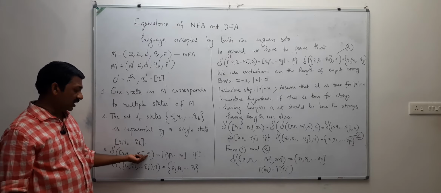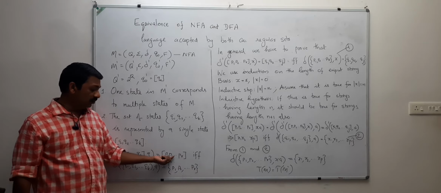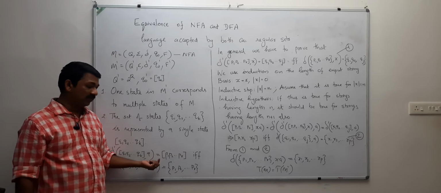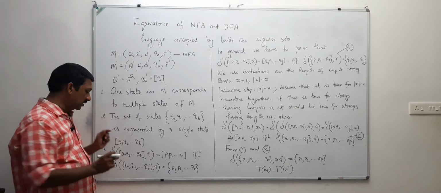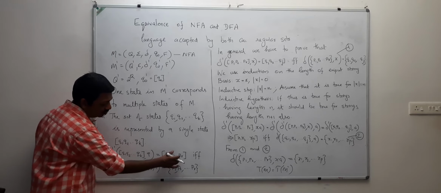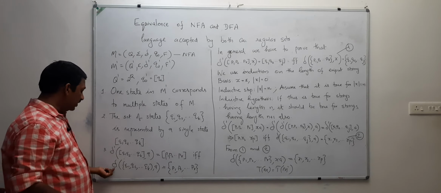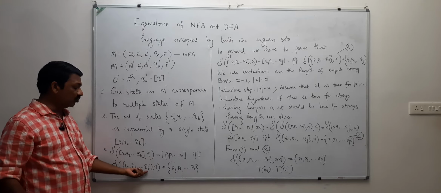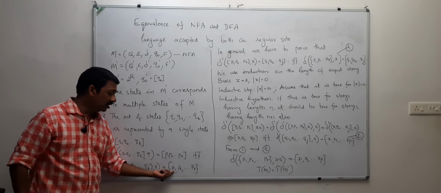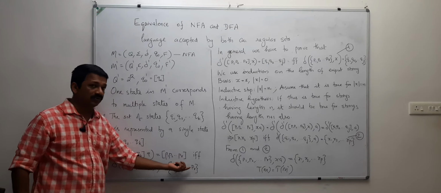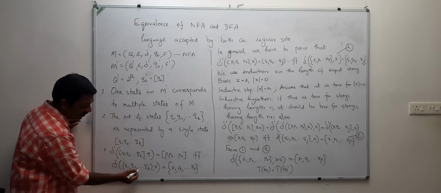Up to QK1, A is equal to P1, P2, etc. up to PR within square brackets. That is also a single state. That means this state is switched to this after accepting A. If it has to happen, delta of Q1, Q2, etc. up to QK1 on A should be the states P1, P2, etc. up to PR. These are all different states.